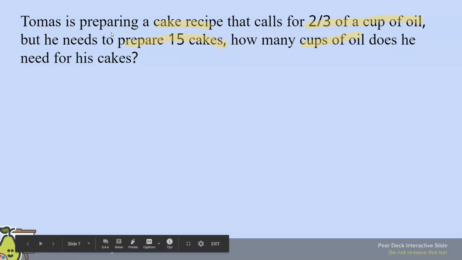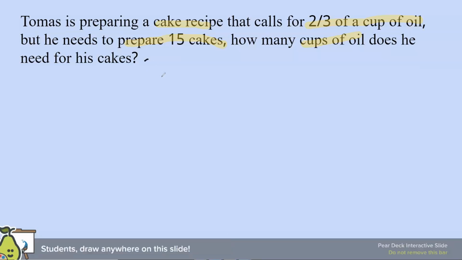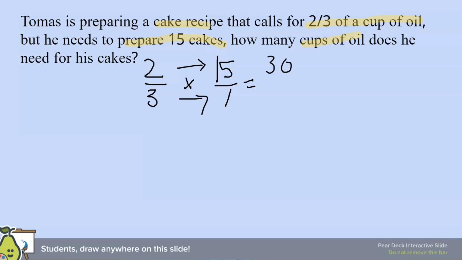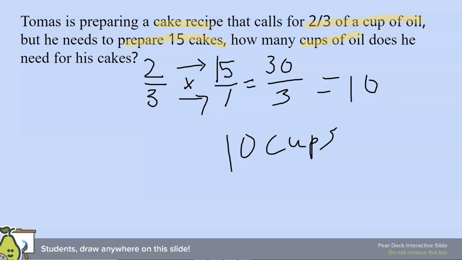2/3 times 15. Every whole number has 1 as its denominator. So 15 over 1. 2 times 15 equals 30. 3 times 1 equals 3. And 30 divided by 3, it's 10. So I need 10 cups of oil. That's a lot of oil. My goodness.